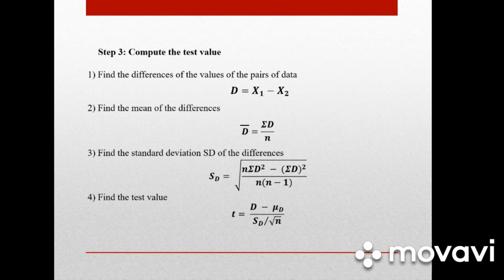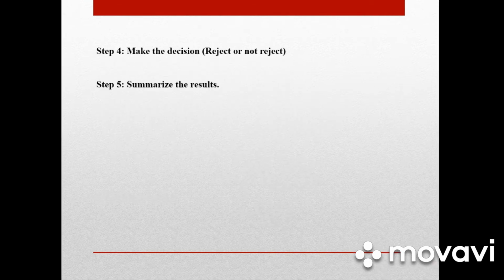In the fourth step, we will make a decision whether we should reject or not reject the null hypothesis, and in the fifth step we will summarize the results.